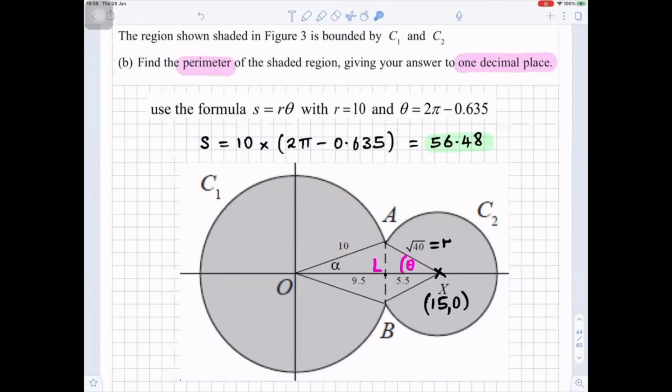And what is the angle? The angle is this one behind there, because we are going around at the back like that. So it's 360 minus what we had before. Instead of 360, we're using 2 pi because it's in radians. So the arc is S, and that's the arc there, which is S, equals the radius, which is 10, times this angle, which is 2 pi minus alpha, this angle there, which is 0.635, and that gives you 56.48.